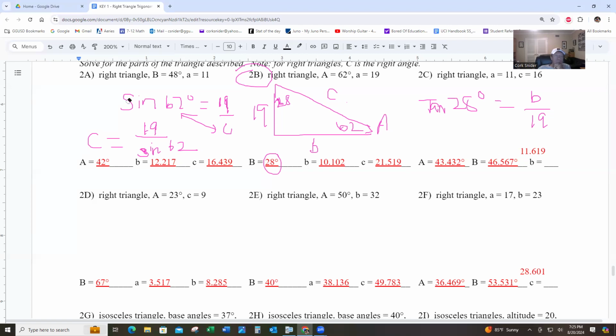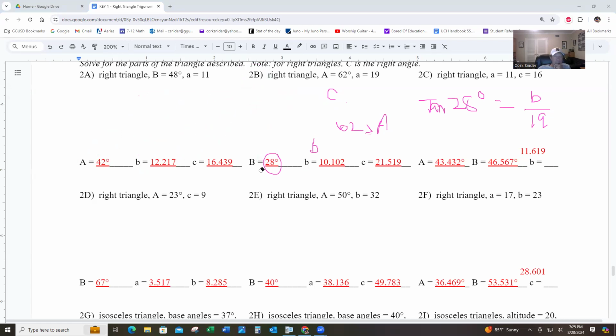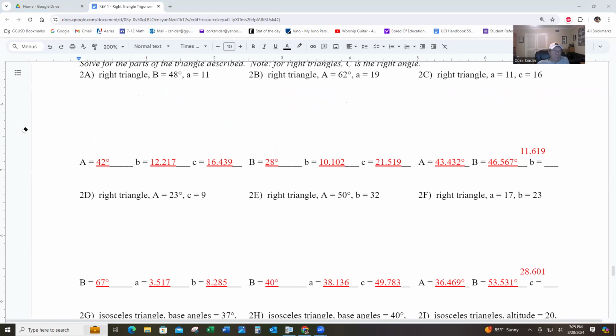Now these are all pretty similar. Remember, there's multiple ways of doing these. And I am making the assumption that you've seen this in geometry before. This is not something that's new to you. Okay. So question C now.